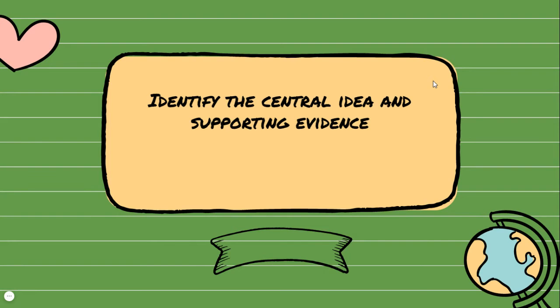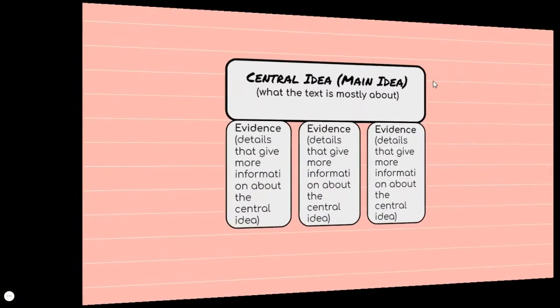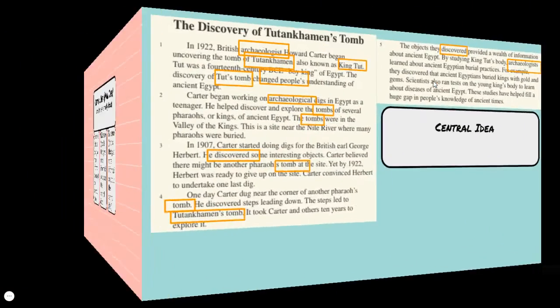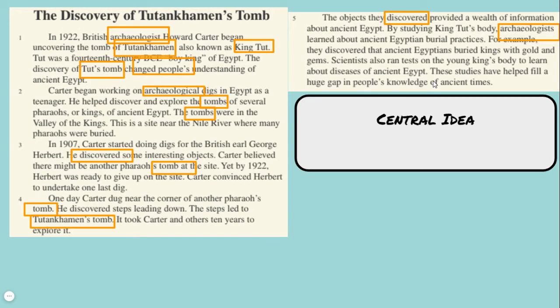Identify central idea and supporting evidence. Understanding how a text is structured can help you better identify the central idea and supporting details in a text. The central or main idea is what the text is mostly about. Supporting evidence is the details that give more information about the central idea. Authors don't always state the main idea of a text directly. To identify a central idea in a text, you can start by looking for repeated words.